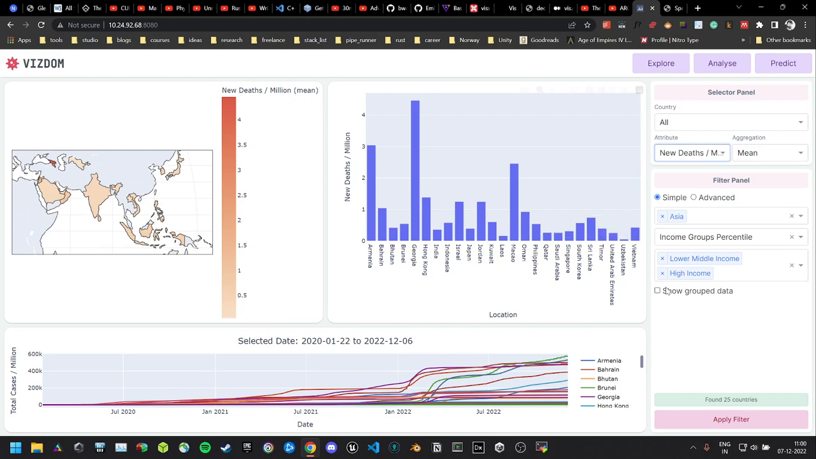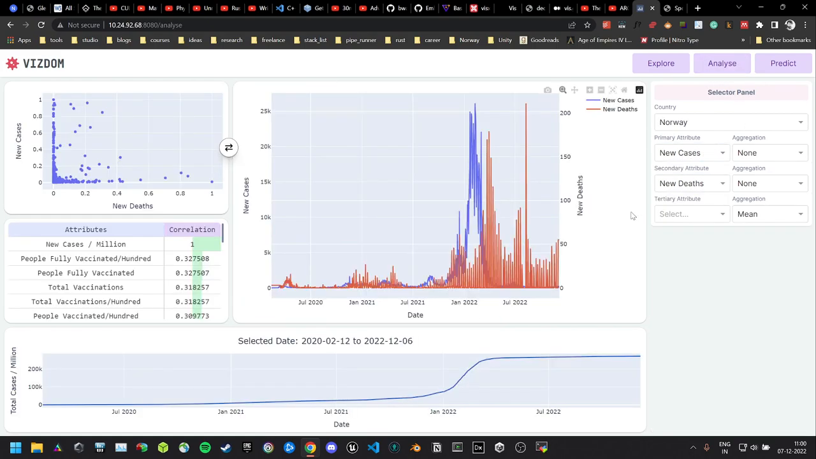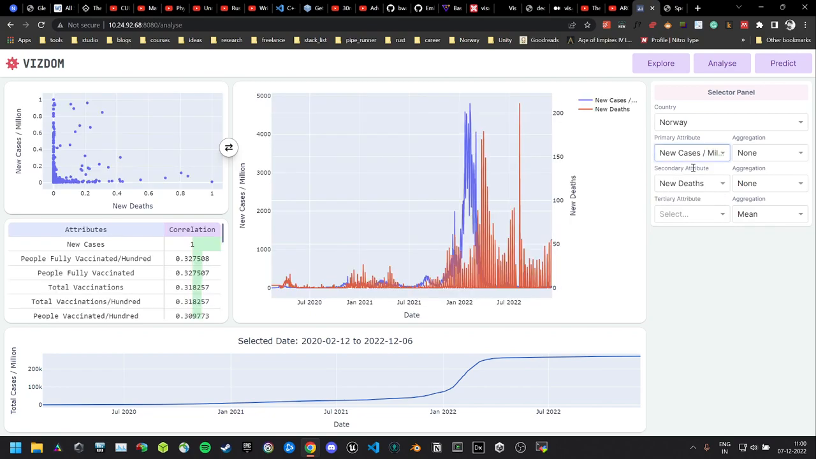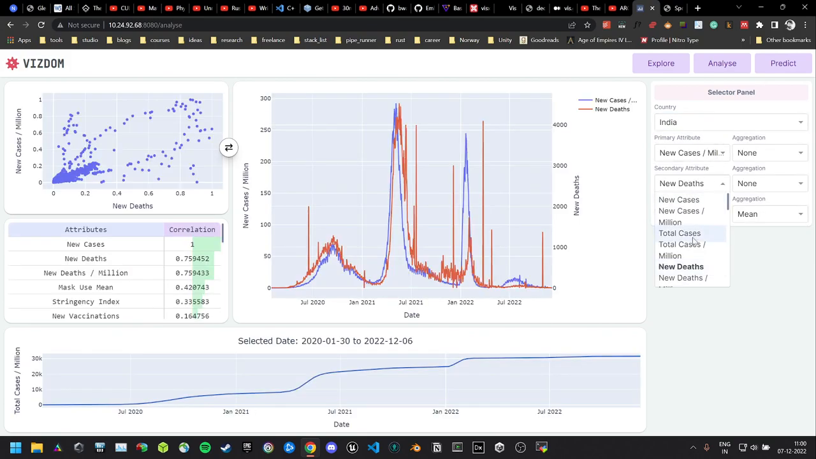Now, with that in mind, we will start exploring further, and hence we'll move on to the analysis page. Now, in analysis page, we'll take a look at the new data set that we have added, which shines light on the question that we'll try to answer. So we'll switch this to new cases per million. We'll switch to India just to check.